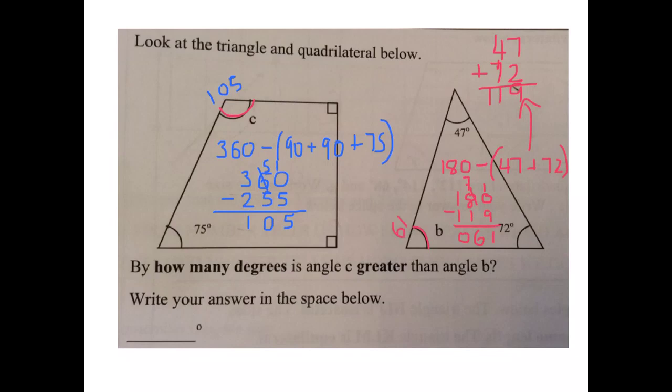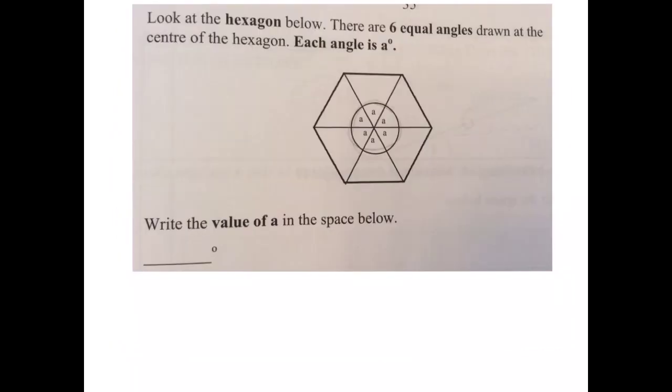Now we can work out the difference between the two. We take our 105 angle, which was C, and we take our 61 angle, which was B, and we do a subtraction sum. 5 take away 1 is 4. 0 take away 6 you cannot do. Some exchange again. 10 take away 6 is 4. My missing angle for my answer then, the difference between them is 44 degrees.